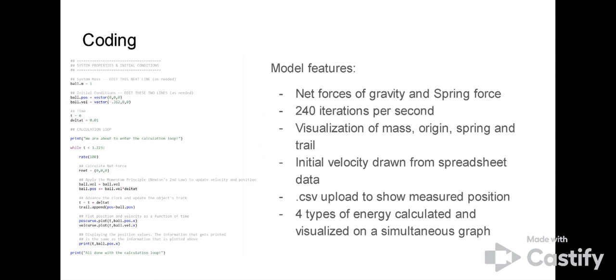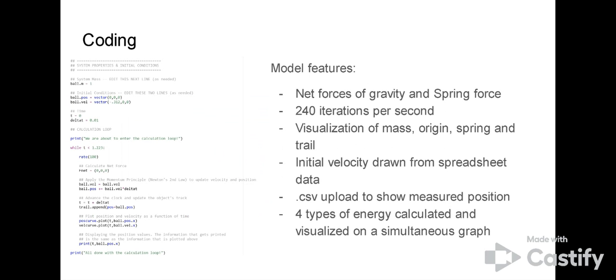So, coding for this lab involved a model with 240 iterations per second that calculated forces of gravity and the spring. It also calculated the energies for gravity, spring, kinetic, and total.